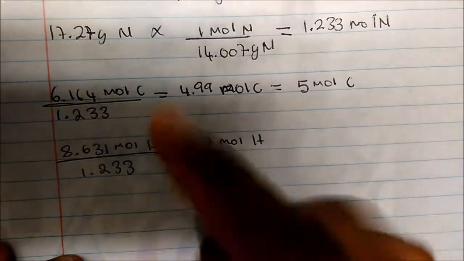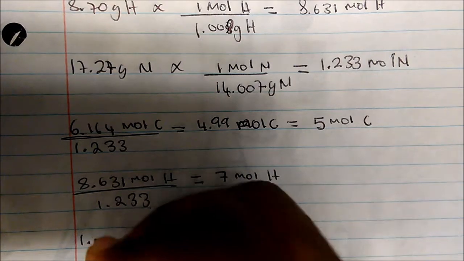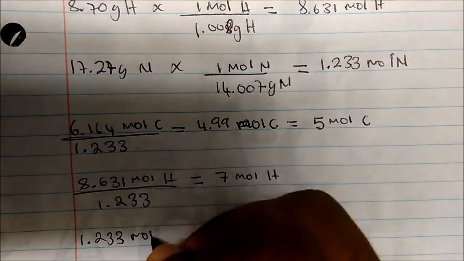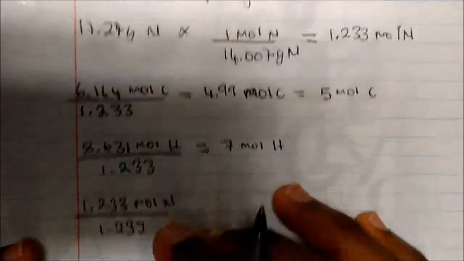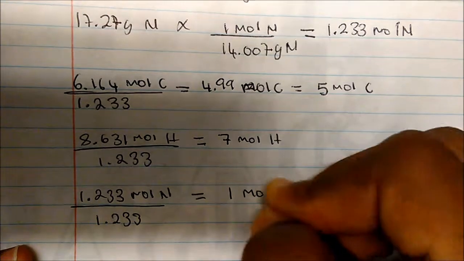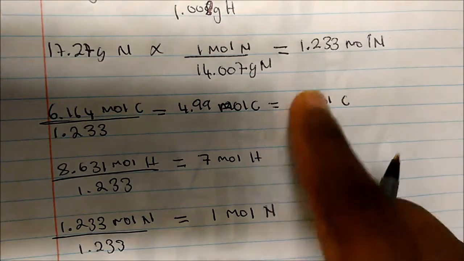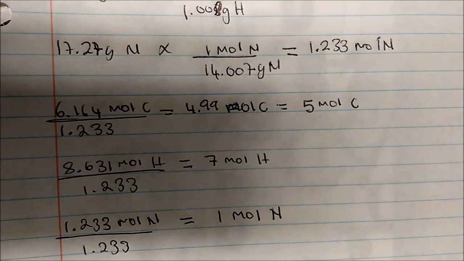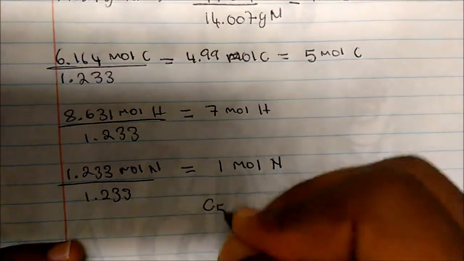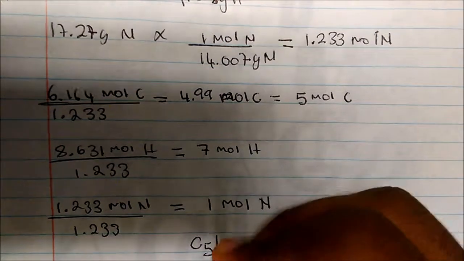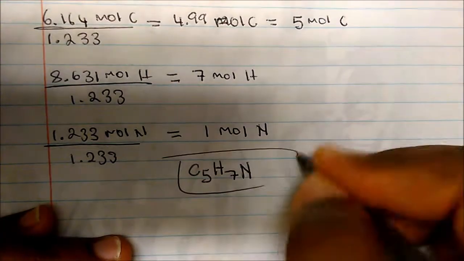For the last one, I'm going to say the same thing. Obviously, anything divided by itself is just 1. So I'm going to take 1.233 moles of nitrogen and divide that by 1.233, and you can see that this will give us 1 mole of nitrogen. In the last step, all we do is take the elements and combine them into the corresponding empirical formula. We have 5 moles of carbon, so this is C5. We have 7 moles of hydrogen, so this is H7. And we have 1 mole of nitrogen, which is N. This would be the empirical formula.